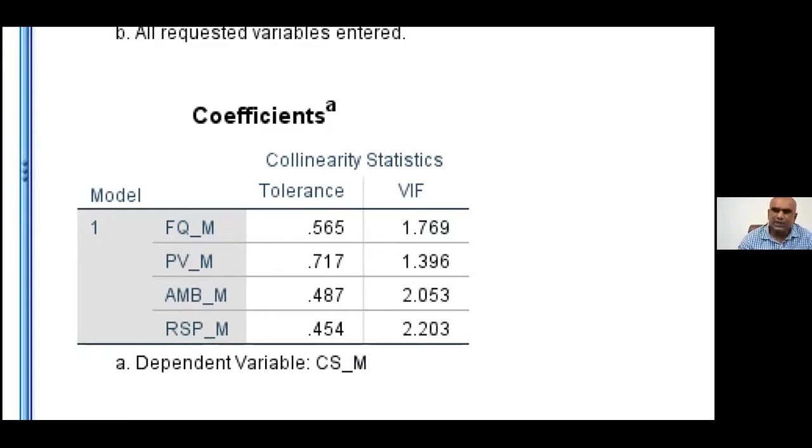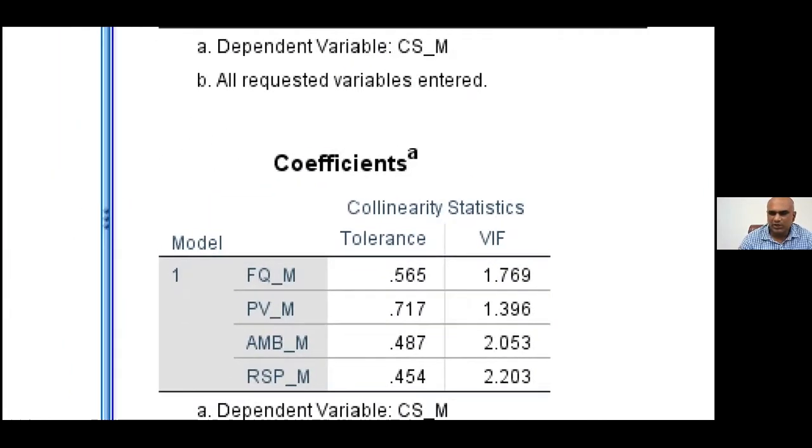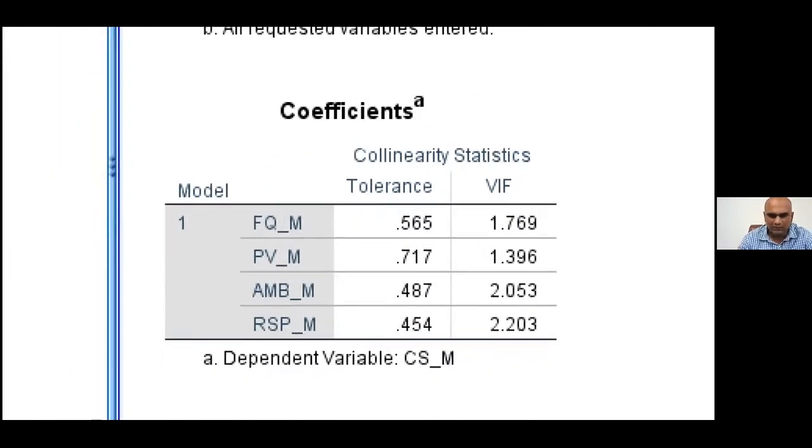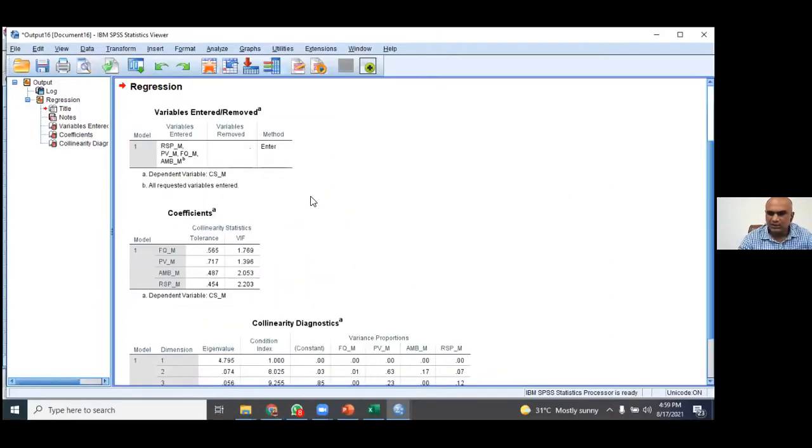multi-collinearity issue. Likewise, if the tolerance value is, I believe it should be below 0.80, something like that. Then we can say there is no VIF issue, that there is no collinearity issue. Okay, so let's go back.